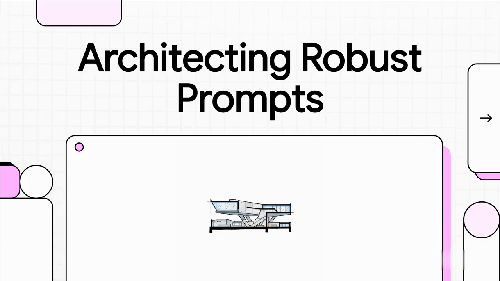Today, we're going to totally transform how you think about interacting with AI. We're moving beyond just asking simple questions. We're going to dive deep into what I call prompt architecture, a way to design reliable, repeatable, and, most importantly, safe interactions with these incredibly powerful AI models.